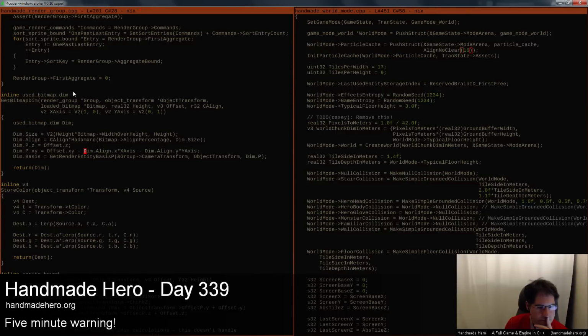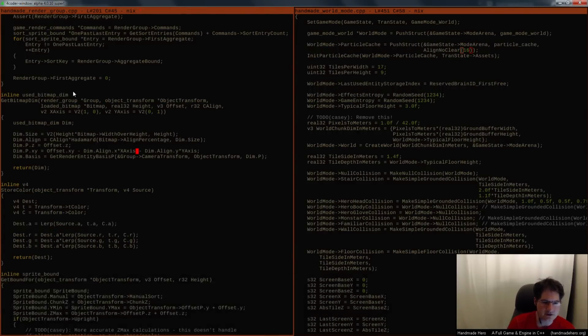So in this case, we are passing through this DIMP. So yeah, you can see there's a little bit of funny business going on here, right? We use the alignment point, like the hotspot, basically, of whatever the thing is that we're passing down. And that's actually the thing that gets transformed, right? So the alignment itself sort of says where the point is that the bitmap would be centered around.